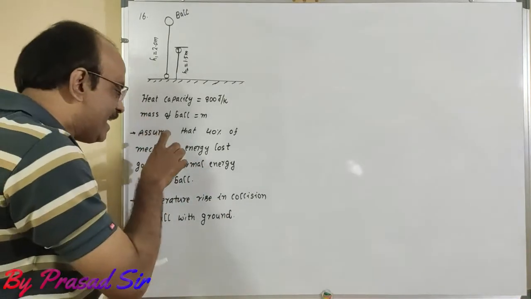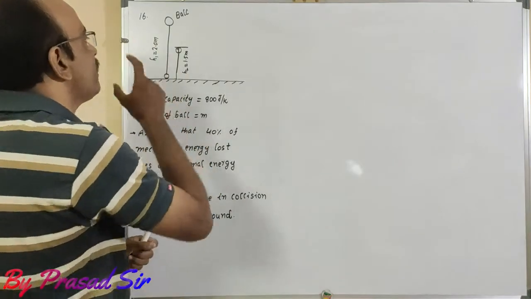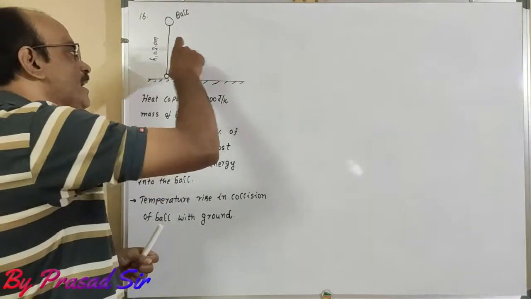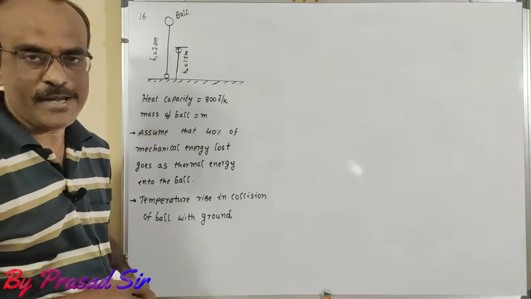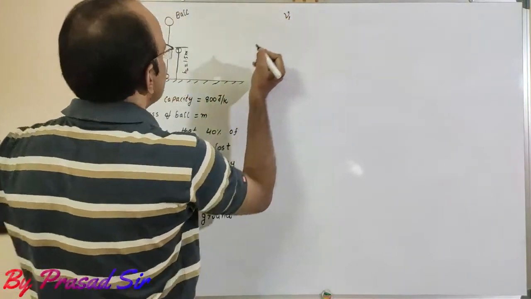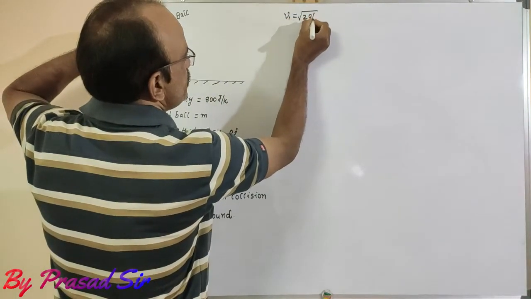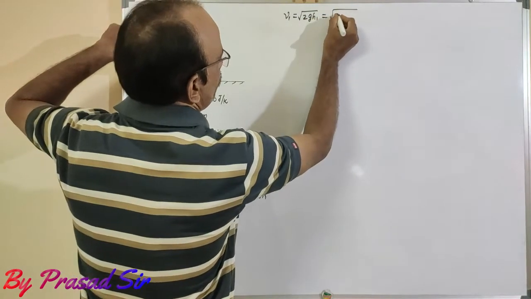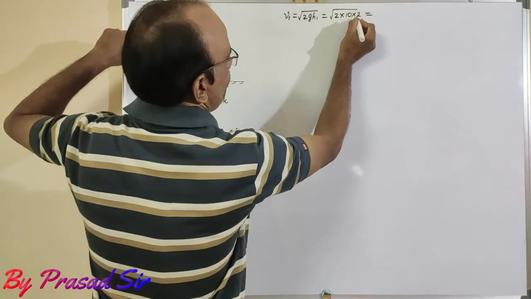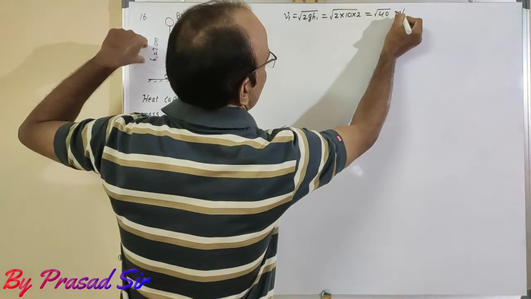To calculate this problem, first of all, we have to calculate the velocity of the ball at height 2 meters and the velocity of the ball at height 1.5 meters. So first of all, I will calculate the velocities. Velocity V1 is equal to square root of 2gh1, square root of 2 into 10 into 2. 2 2s are 4. That means root 40 meters per second.